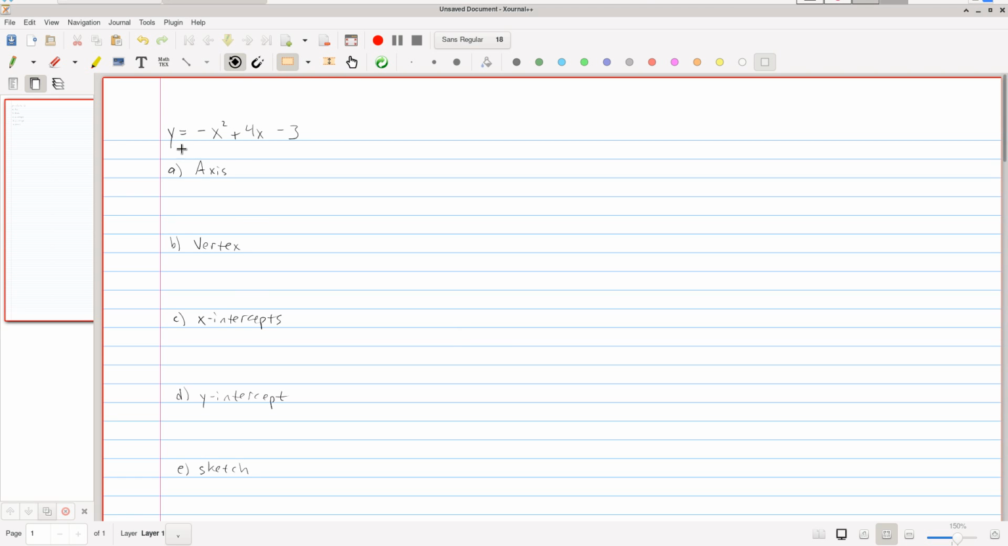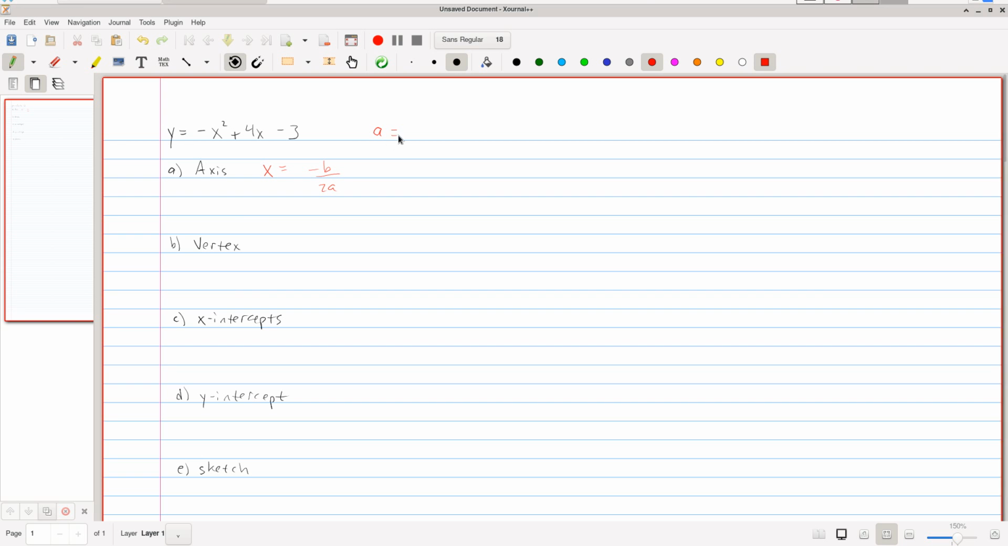Take the equation y equals negative x squared plus 4x minus 3 and find the following information. We'll begin by getting the axis of symmetry. The formula we have for the axis is x equals negative b over 2a.